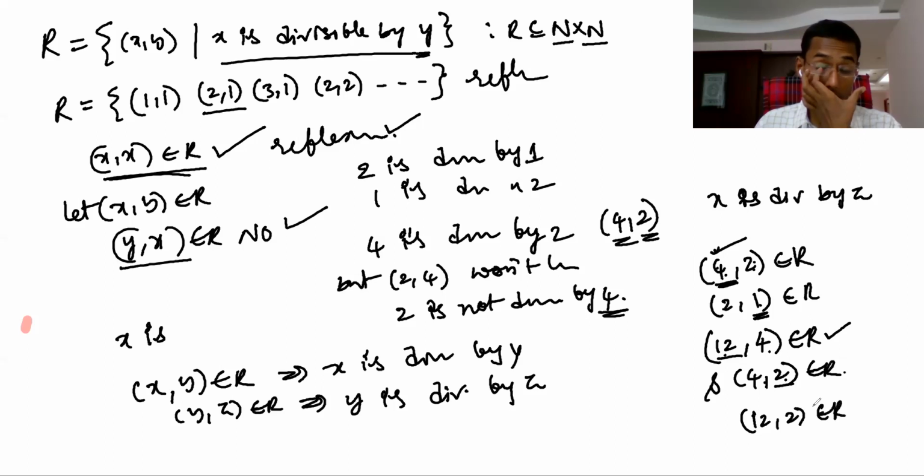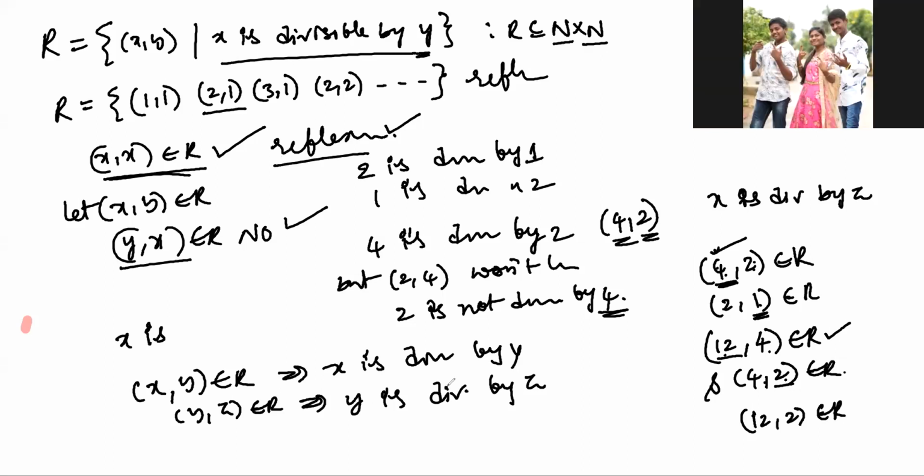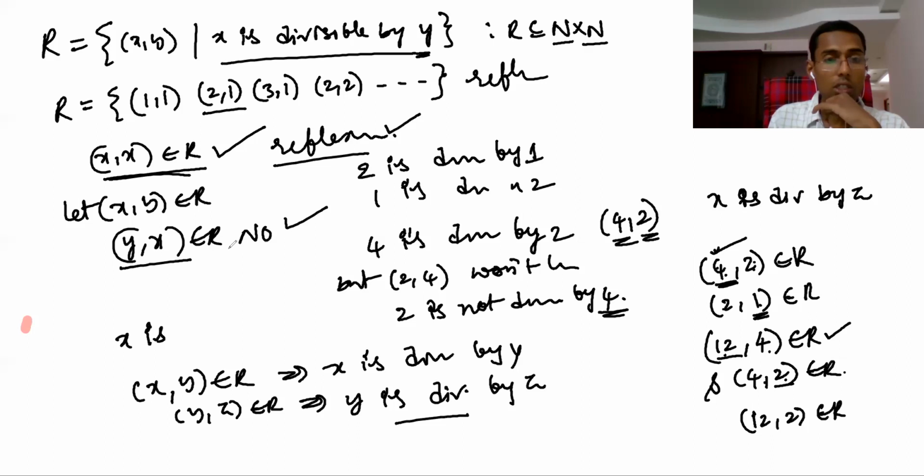So like this, you can check. Very simply, you can check actually. So this is what you can say: reflexive and transitive, but not symmetric.